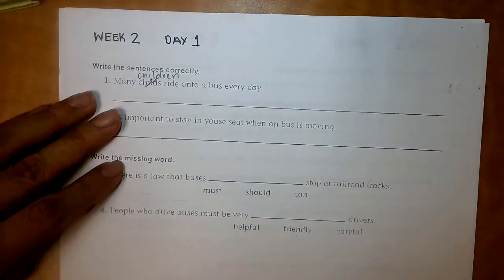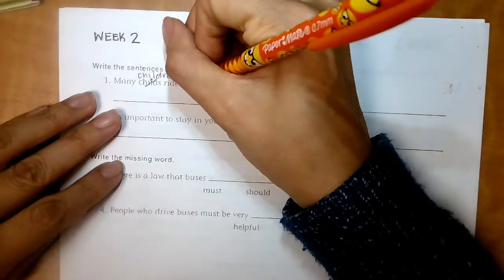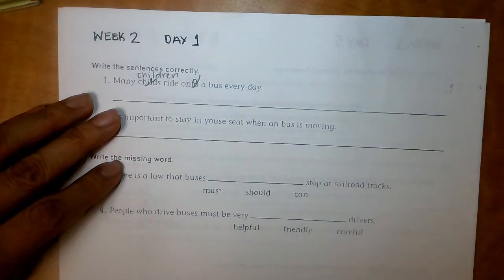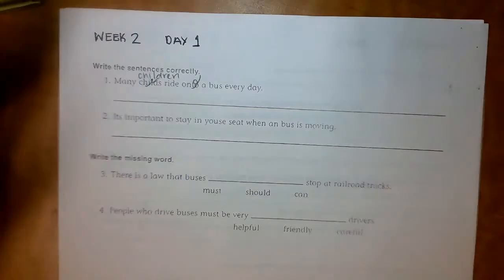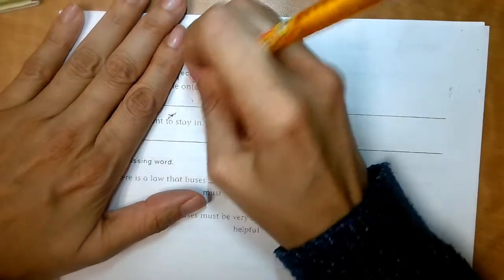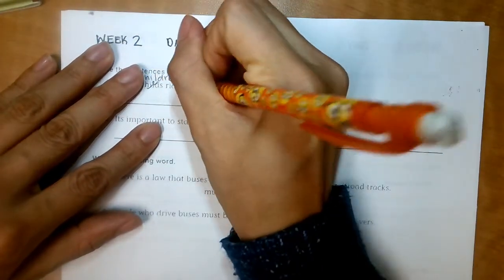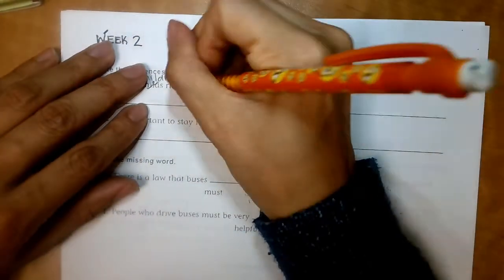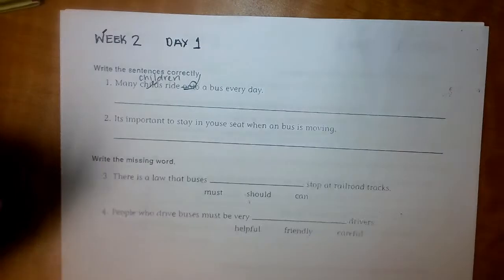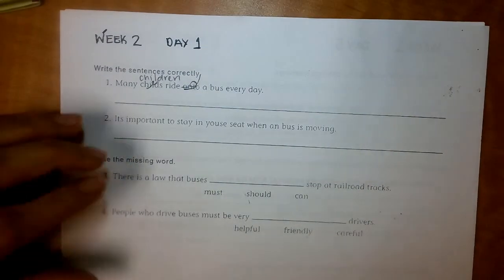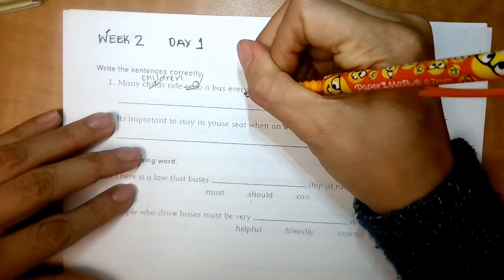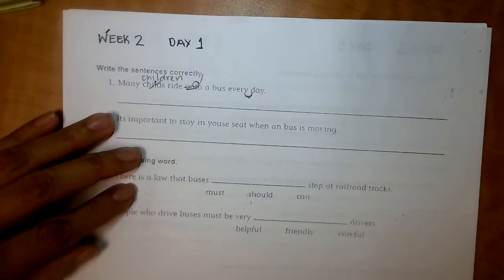Onto. We are going to get rid of the to and just keep on. Many children ride on a bus every day. Actually, you guys, I like it more if we just eliminate that word altogether. Many children ride a bus every day. Also, every day is one word, so we need to make sure that we put that together.